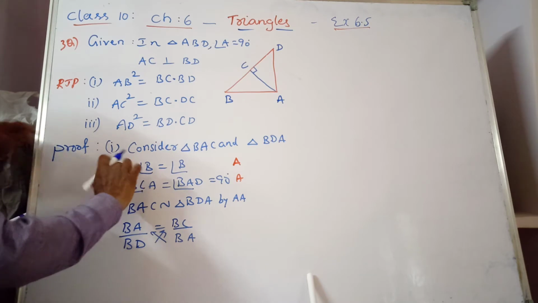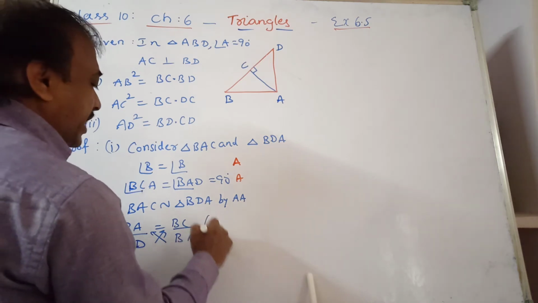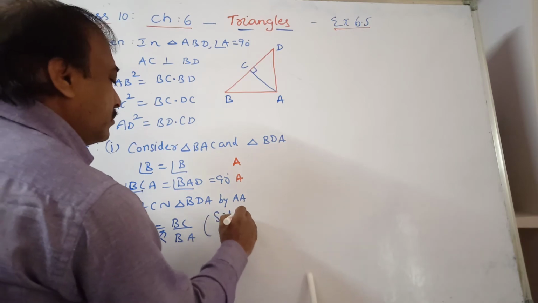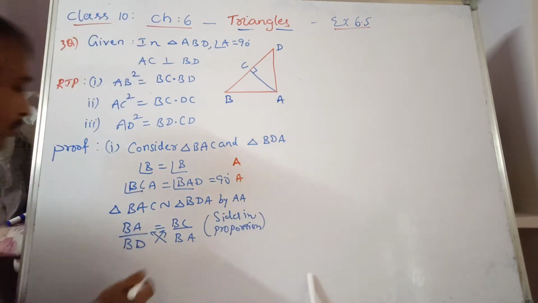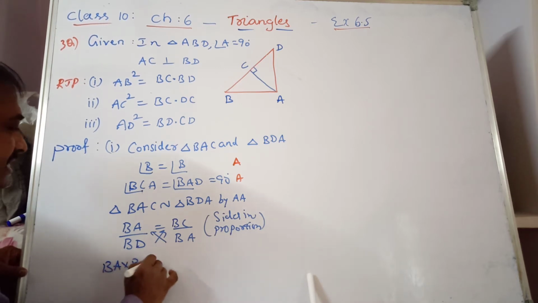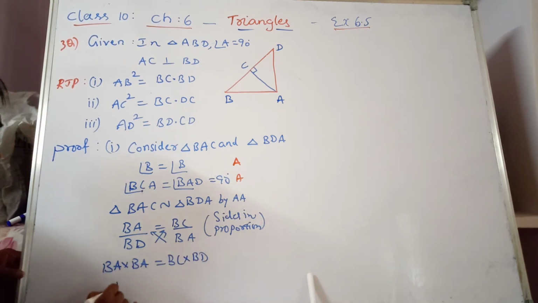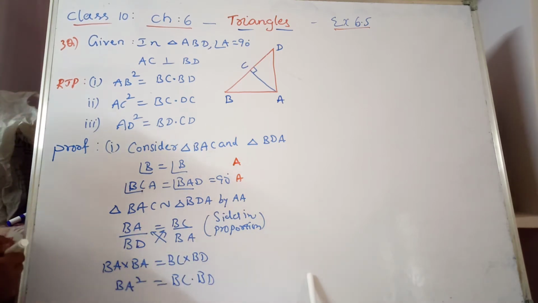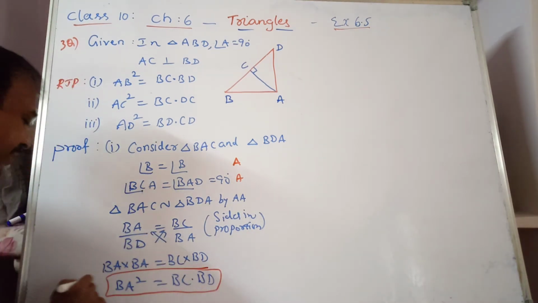Here we know that these triangles are similar, so corresponding sides are in proportion. Now once you cross multiply, BA into BA is equal to BC into BD. So BA into BA, that is BA square, is equal to BC into BD. See here, we got the first one. This is the first one that we need.